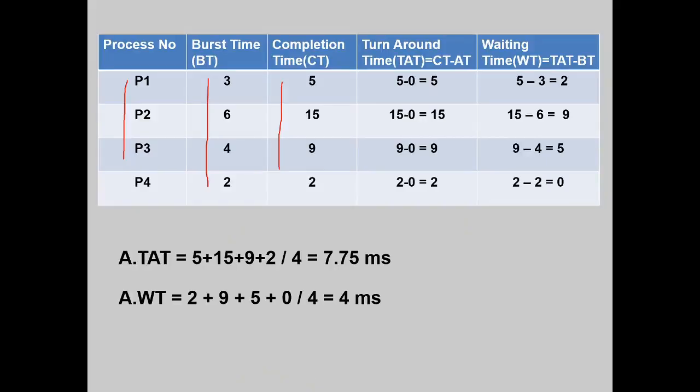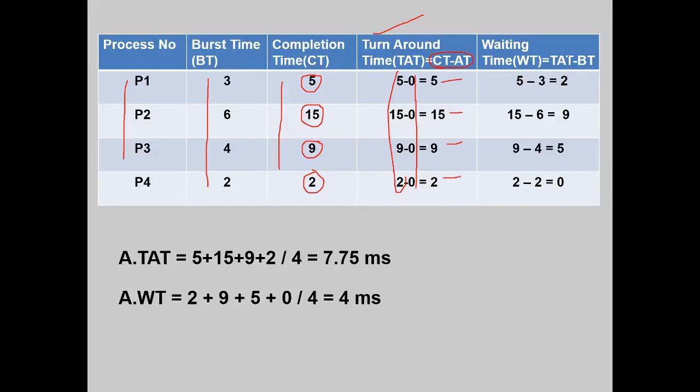You can see here completion time of process P1 is 5. Completion time of process P2 is 15, and so on. We get here 9 and 2. Now we need to find out the turnaround time, that is completion time minus arrival time. So these values are completion time and these values are arrival time. So all processes have arrived at 0th unit, so all values will be 0 here. Now this is the turnaround values we'll get.